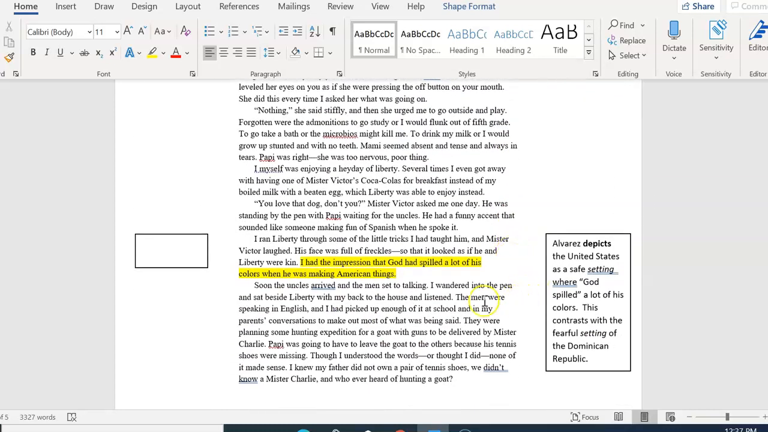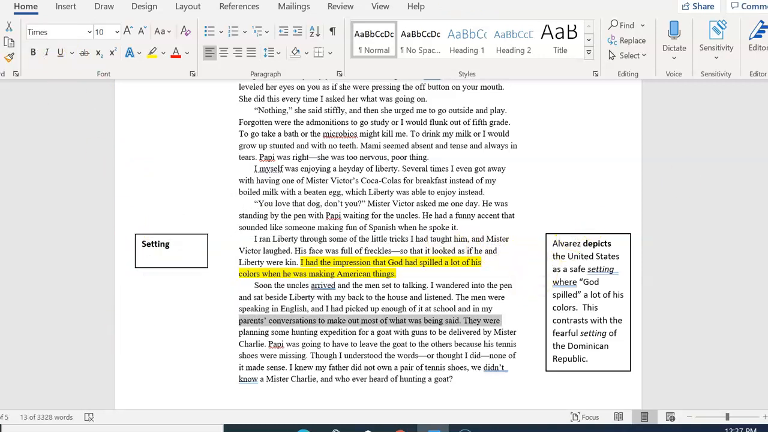Toward the bottom of the page, she's talking about Mr. Victor from the American Embassy, who is helping them and who brought them Liberty, the dog. And she says, "I had the impression that God had spilled a lot of his colors when he was making American things." So I'm seeing this new setting come to life of America for the narrator, Julia, and so we're thinking of shifting settings here of where they want to be. So I'm going to label that a setting. Please go ahead and type that in.